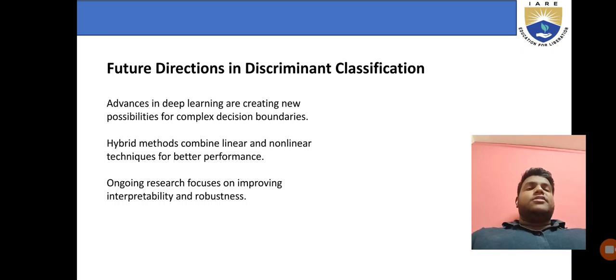Future directions in discriminant classification. Advances in deep learning create new possibilities for complex decision boundaries. Hybrid methods combine linear and nonlinear techniques for better performance. Ongoing research focuses on improving interpretability and robustness.